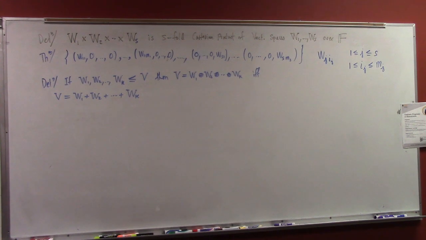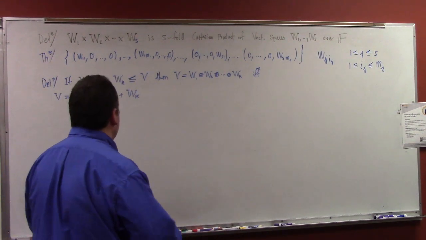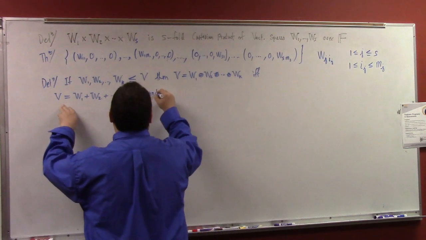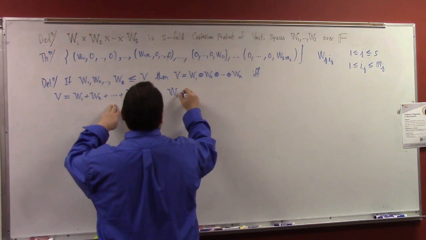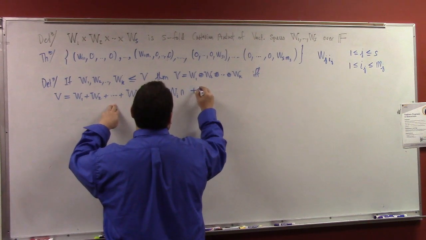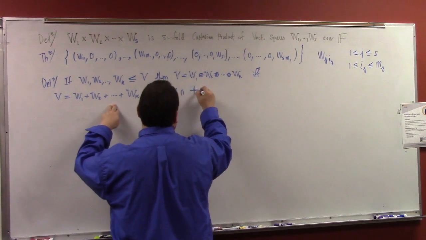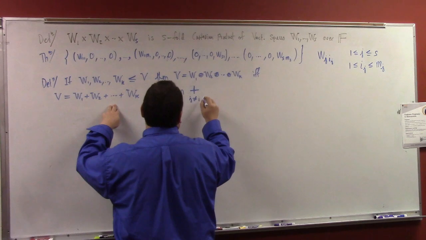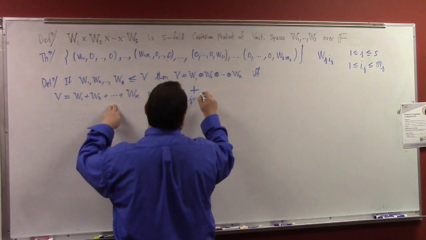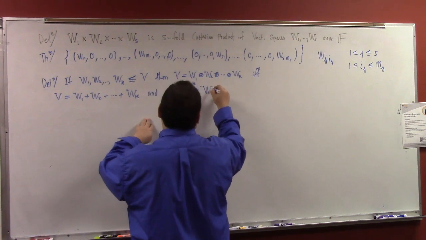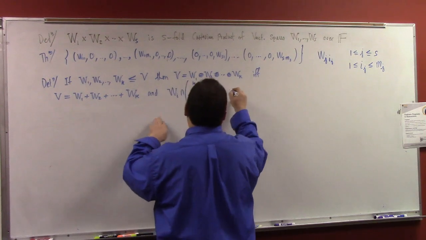Do we have to say if they're all disjoint? Well, listen. The definition I was about to write down was that if Wi intersect the sum, rather, the sum over J equals 1 to K, J not equal to I, of W sub J is equal to 0.